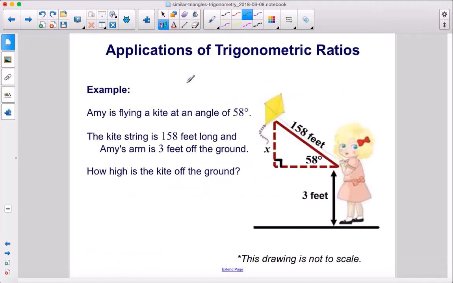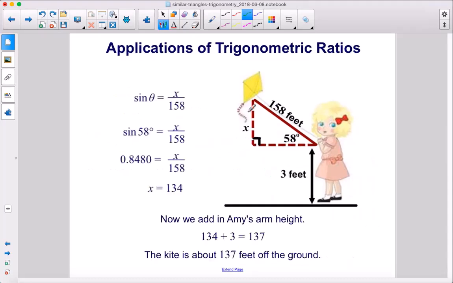Here's an example. Amy is flying a kite at an angle of 58 degrees. The kite string is 158 feet long, and Amy's arm is 3 feet off the ground. How high is the kite off the ground? So this distance here would be how high the kite is off the ground. Alright, so we have our diagram here.